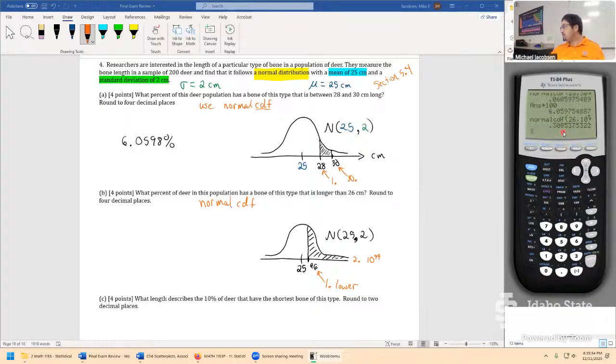Hitting enter on that gives us about 30%. So multiply it by 100 to get the percent. To 4 decimal places, it's 30.8538.